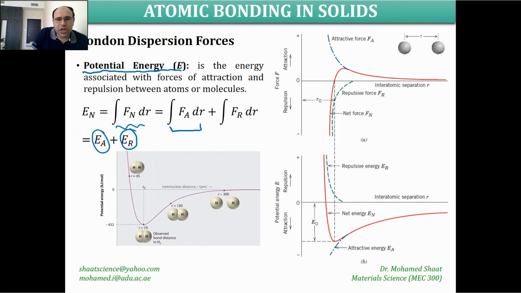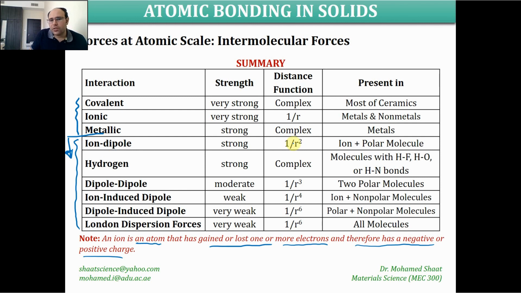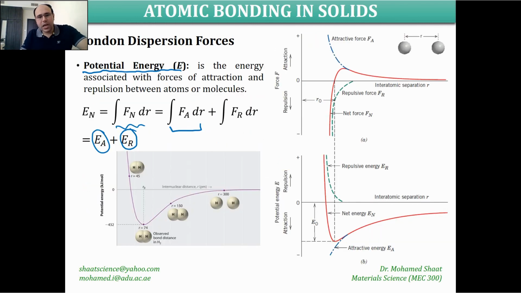So here we are doing the integration with respect to r, right? And this r is located in the denominator of this function. It means that this will result in a negative sign. So that explains why, in case you have a positive potential energy between these two molecules, it indicates a repulsive force.